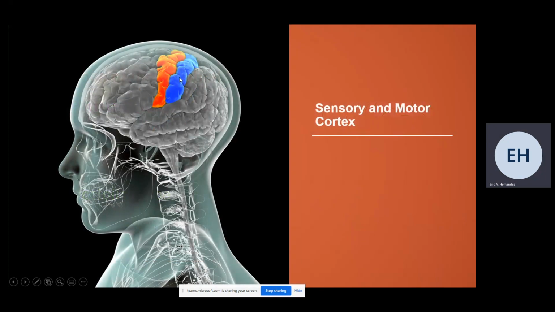So this is kind of just to show you where the sensory and motor cortex is. So that motor cortex is going to be in the frontal lobe. So it's going to be this one in the front. The sensory cortex is going to be in the parietal lobe. So it's going to be this blue one in the back. So it's kind of just the visual representation so you can see how they're split between the two different lobes of the brain.